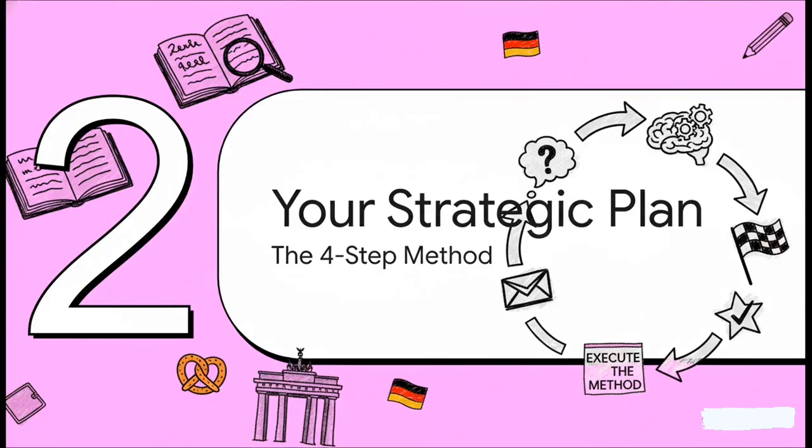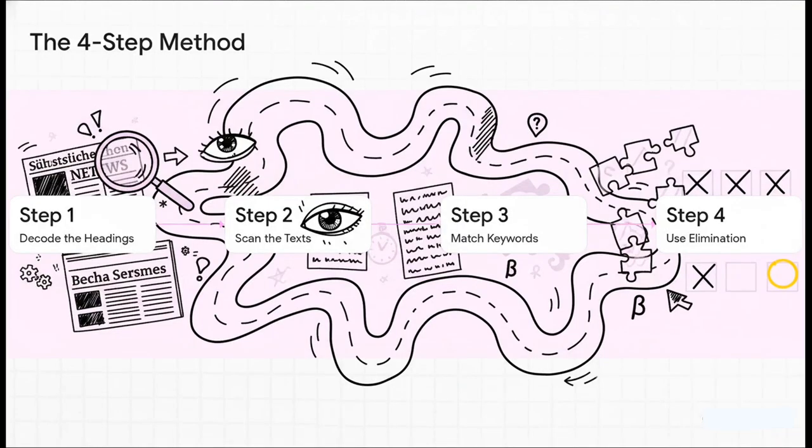All right, now that we get the challenge, let's talk about the solution. This is your strategic plan, a simple 4-step method to get you to the finish line with confidence. This is your roadmap. It's just 4 simple steps. 1, we decode the headings. 2, we scan the texts. 3, we match keywords. And 4, the secret weapon, we use elimination. Let's break down each one.